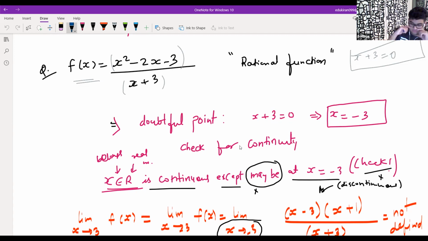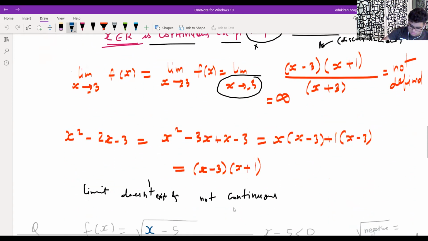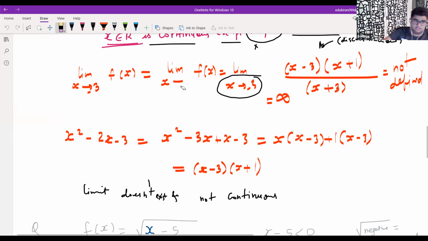So can you scroll down? It is x approaching -3. It is not 3. Okay, I was confused here. Yeah, I see that.